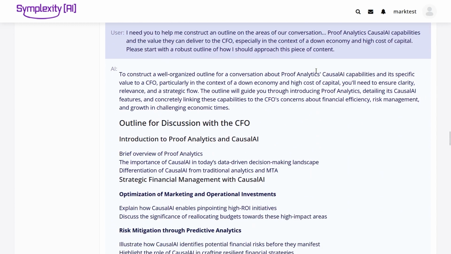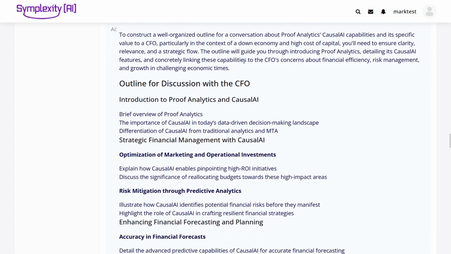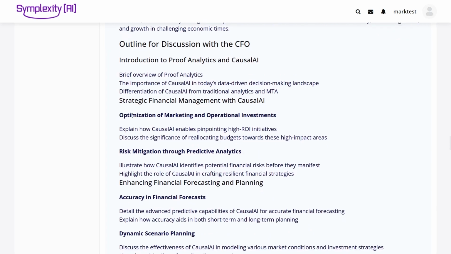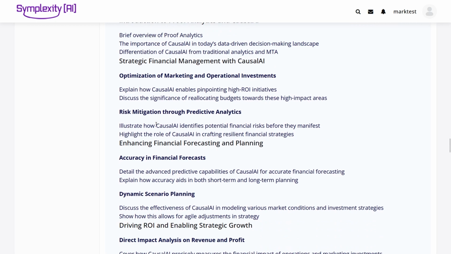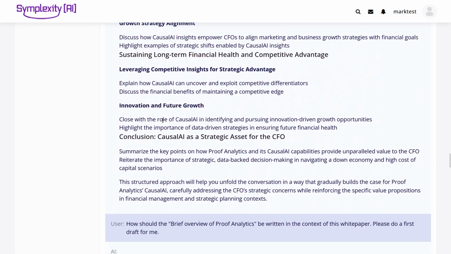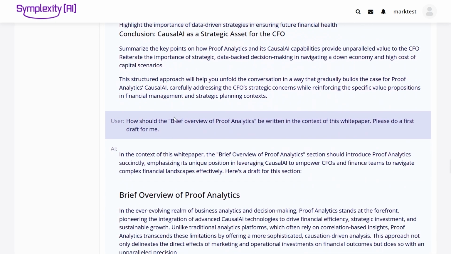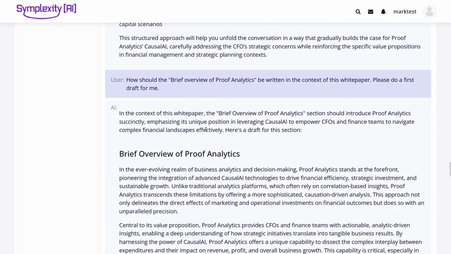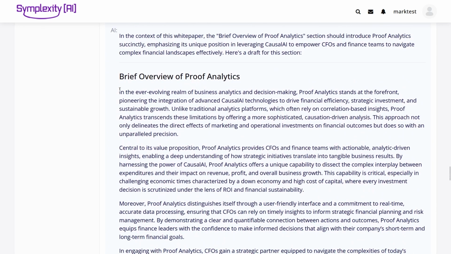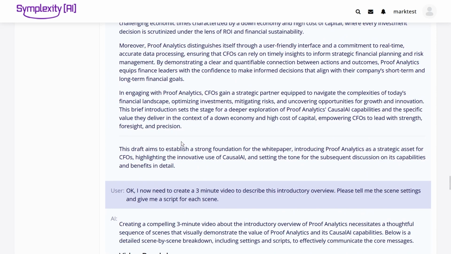Okay, so now we're going to get into an outline for a white paper. Again, simple English question or prompt here. Construct an outline, Proof Analytics, causal AI, CFO, down economy. Give me a robust outline how I should approach this piece. Super. Outline for CFO, introduction, optimization, risk mitigation, on point, thorough. Now I said, okay, let's flesh out that first one, the brief overview of Proof Analytics. Again, simple question, brief overview. It's fleshing out that first part of the outline, 4 paragraphs that are solid.